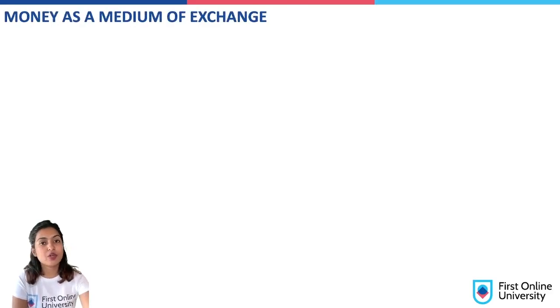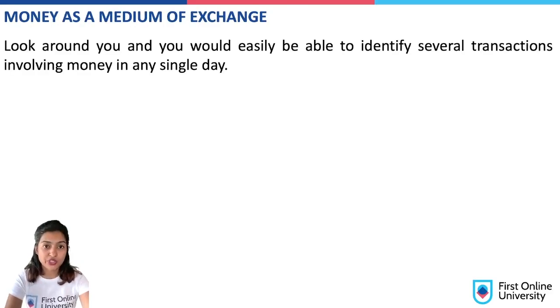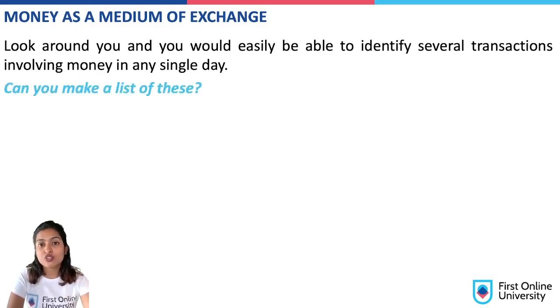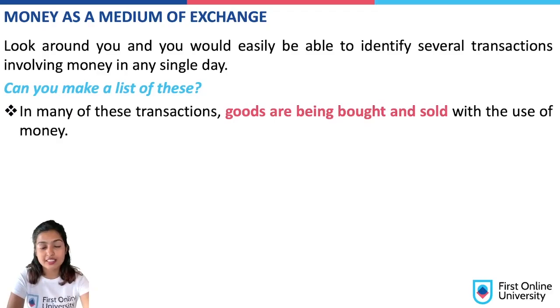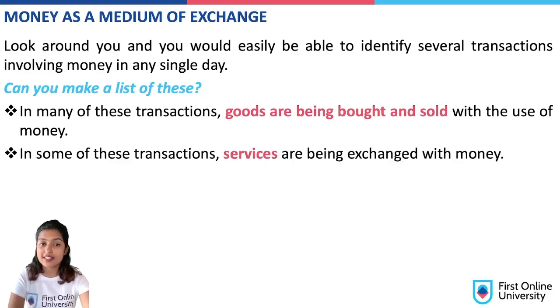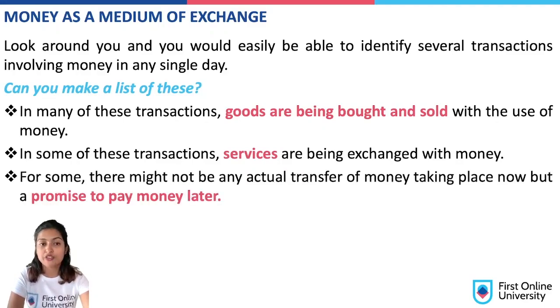Money as a medium of exchange. Look around you and you would easily be able to identify several transactions that involve money in a single day. Can you make a list of all these transactions? In many of these, goods are being bought and sold with the use of money. In some other transactions, services are being exchanged with money. For some, there might not be any actual transfer of money taking place now, but there will always be a promise to pay that money later.